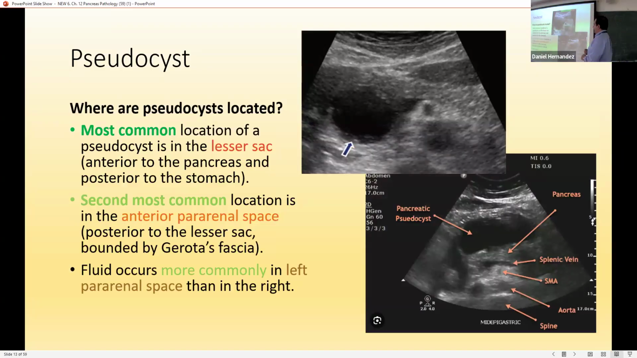So pseudocysts, where are they located? The most common location of pseudocysts is again in the lesser sac, the space between the stomach and the pancreas, anterior to the pancreas and posterior to the stomach. The second most common is in the anterior pararenal space. Where fluid commonly occurs is in the left pararenal space more than the right.